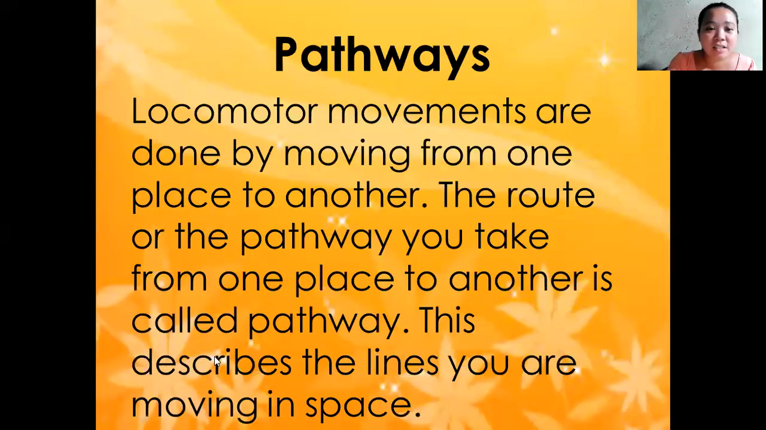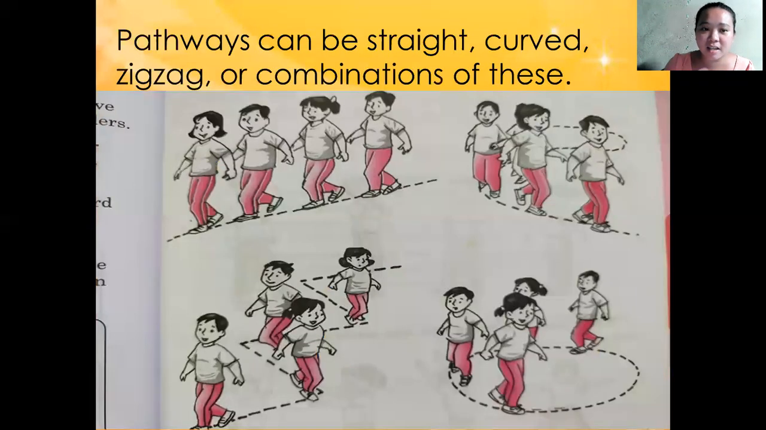Okay? Next, let's go to the pathways. What are the pathways? We have pathways where people can walk, right? Okay? So the pathways also, locomotor movements are done by moving from one place to another. So if we are doing some movements, we are doing it from here, going here, and then to the other side. The route or the path you take from one place to another is called pathway. This describes the lines you are moving in space.